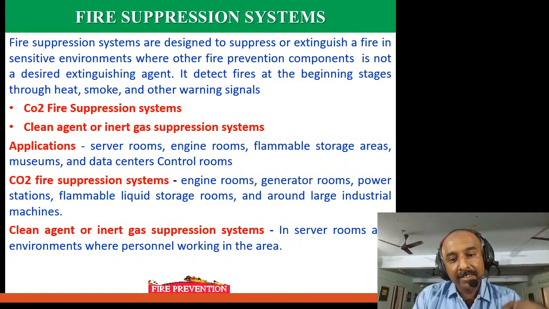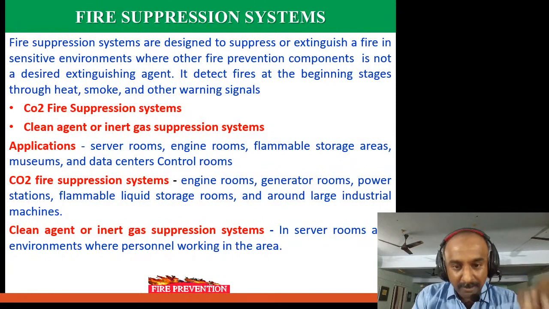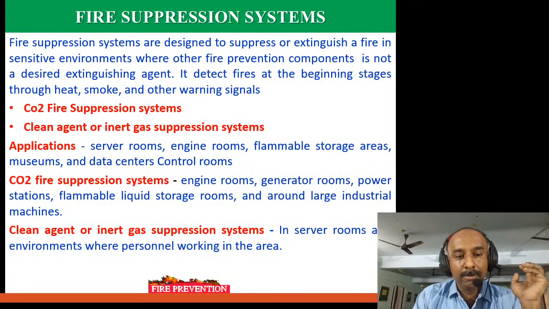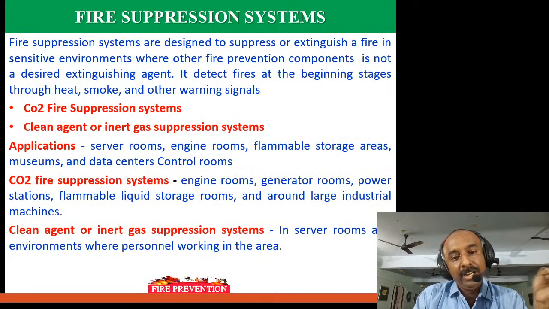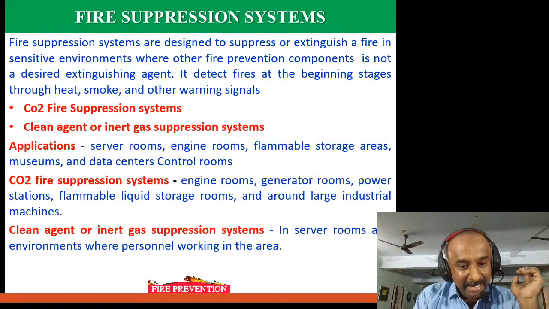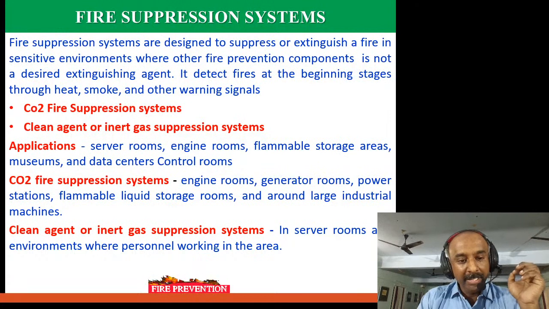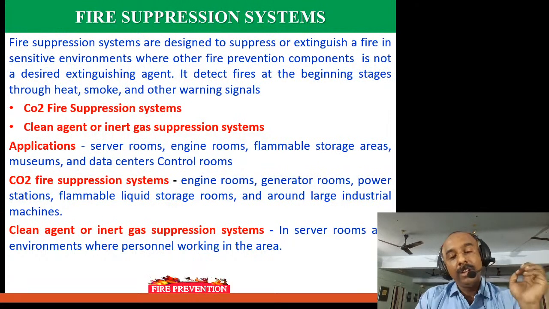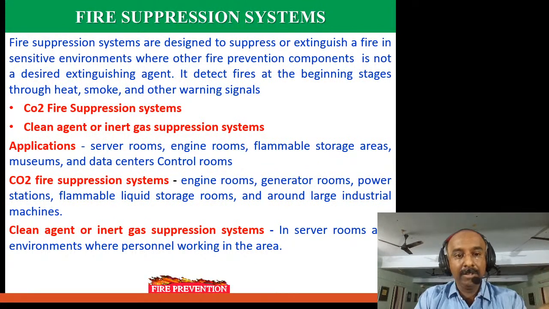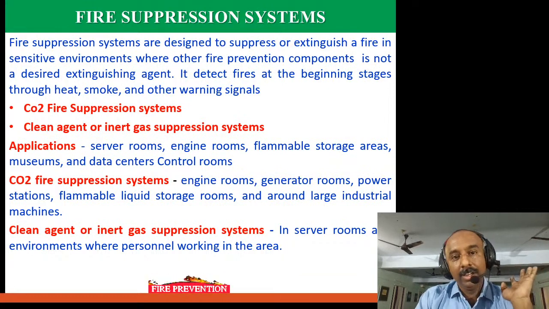The CO2 fire suppression system is exclusively used for engine room, generator room, power station, flammable liquid storage room, and around large industrial machines. The clean agent or inert gas suppression system finds its application in environments where personnel work, in such situations the CO2 suppression system should not be used.